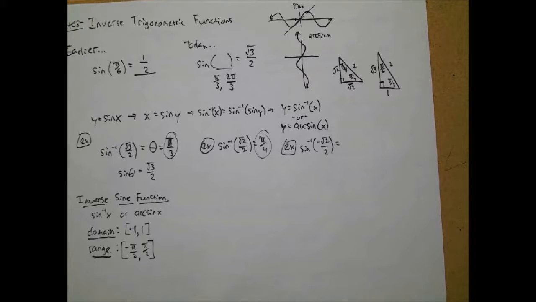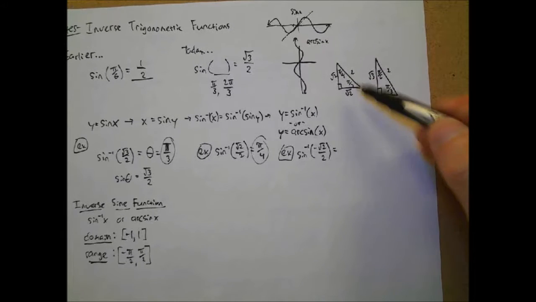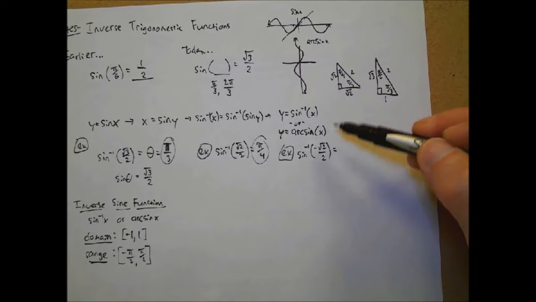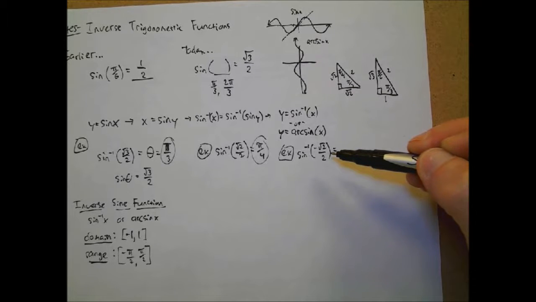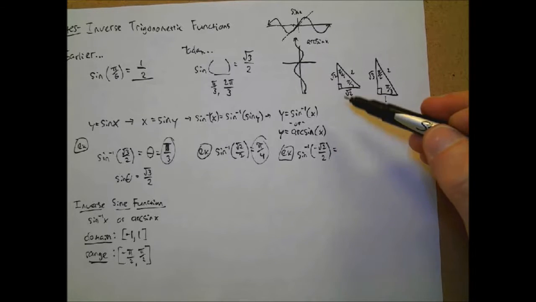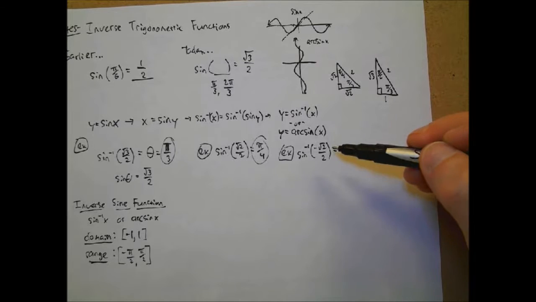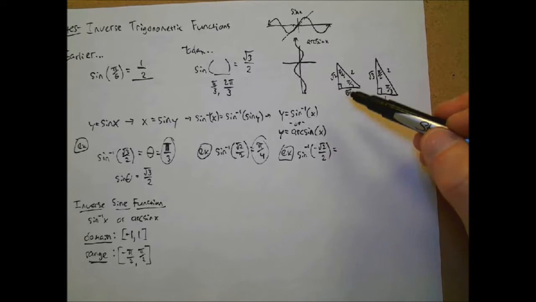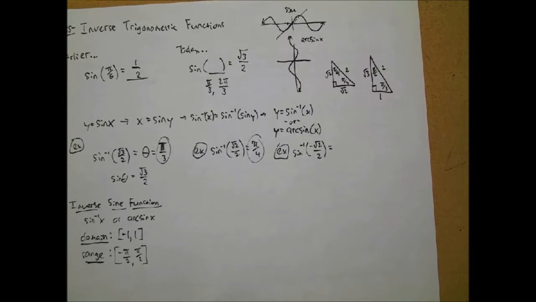Negative root 2 over 2, well, looking at our triangles, a positive root 2 over 2 we can get from using that pi over 4. But we need to be negative root 2 over 2. Well, since we know the ratio is root 2 over 2, that means pi over 4 is going to be our reference angle here. So we can use that pi over 4. Well, let's see.